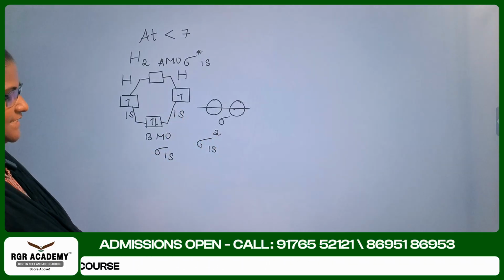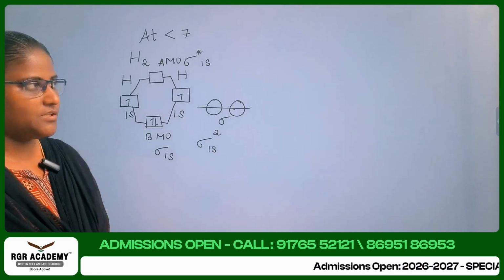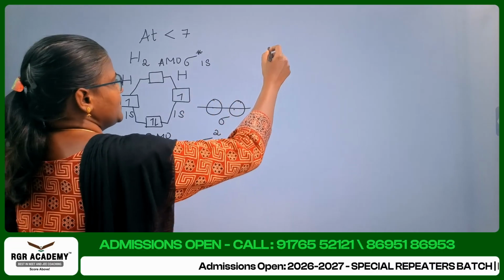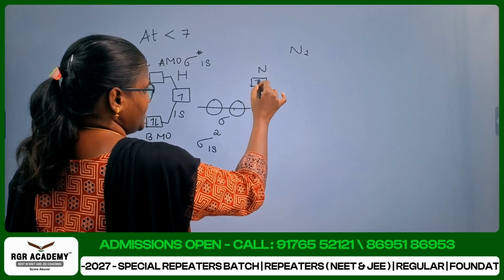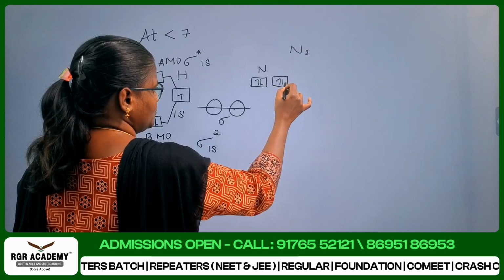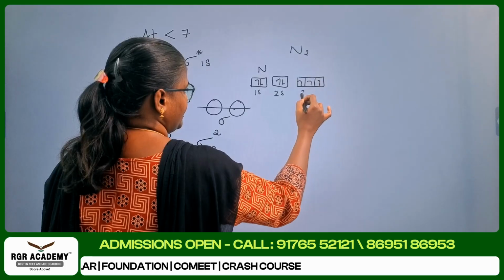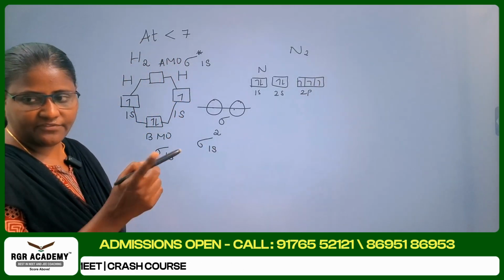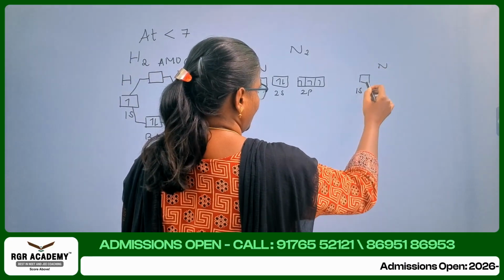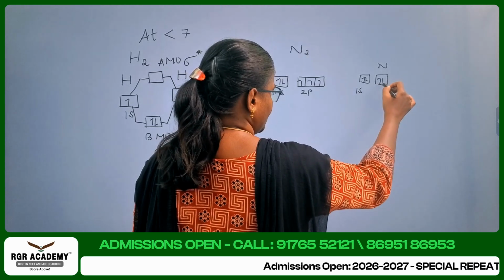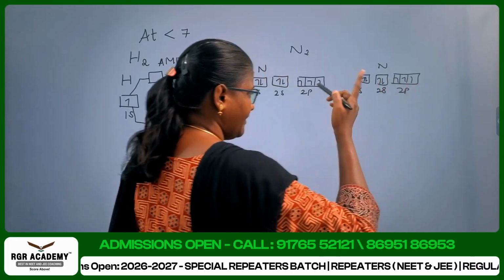Similarly, if it is less than 7, how can we represent that for nitrogen? Because nitrogen involves the p orbitals also, right? So for the nitrogen molecule, for one nitrogen, what is the electronic configuration? It is 1s2, 2s2, and 2p3. Similarly, I have the same orbitals for the other nitrogen atom. 1s contains 2 electrons, 2s has 2 electrons, and 2p has 3 electrons for the other nitrogen.